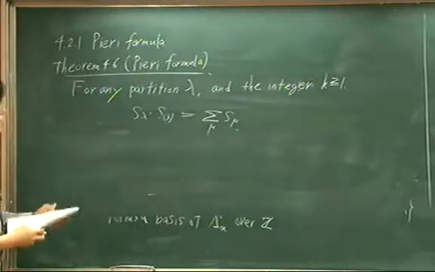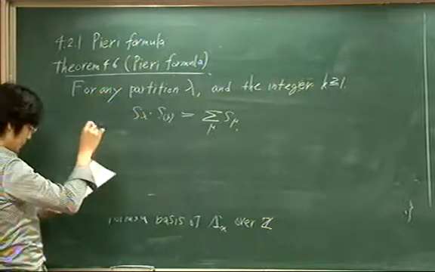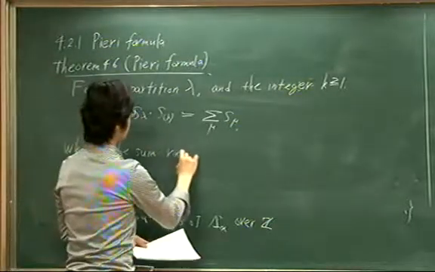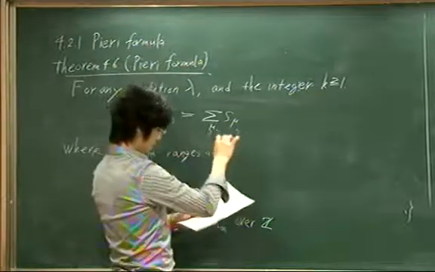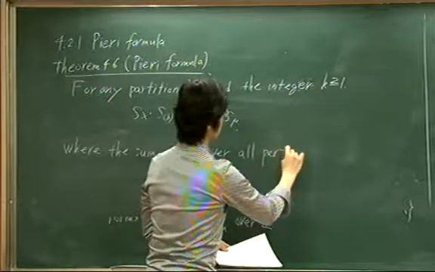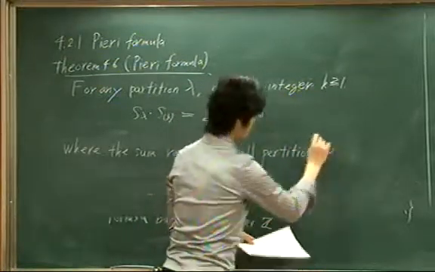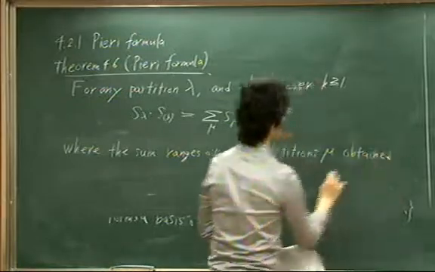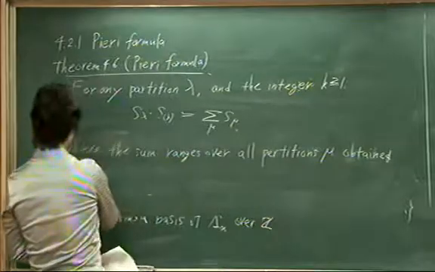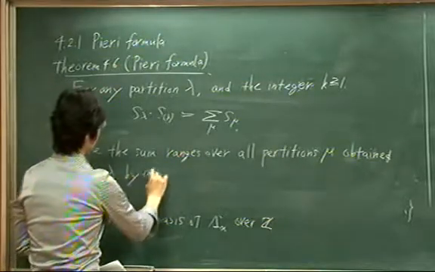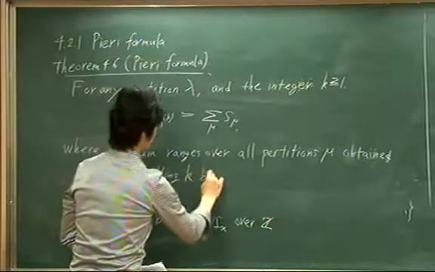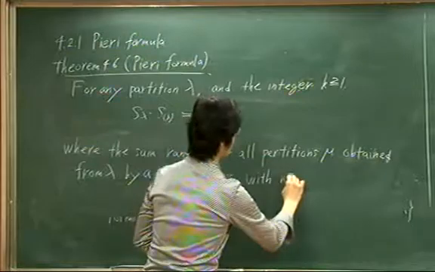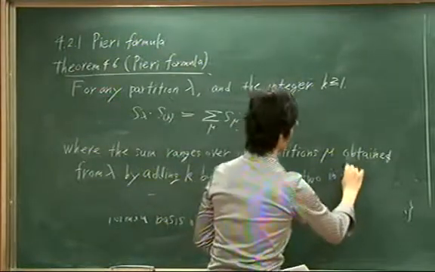It is the same formula as the case of the Grassmannian, where the sum ranges over all partitions mu obtained from lambda by adding k boxes with no two in the same column. No two in the same column.